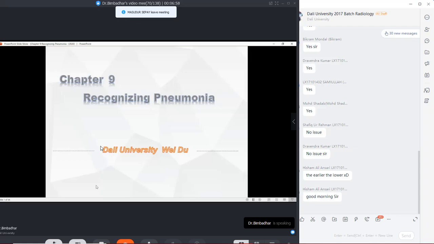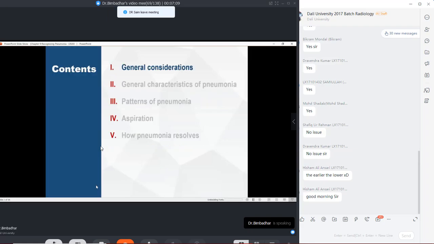Exactly what a pneumonia looks like, but still we will get into a little bit more detail about recognizing a pneumonia in this chapter today. So what we are going to deal with here is some general considerations, then some general characteristics of pneumonia, patterns of pneumonia, and we are going to learn about a particular condition called aspiration, and we are also going to see how pneumonia resolves, right?